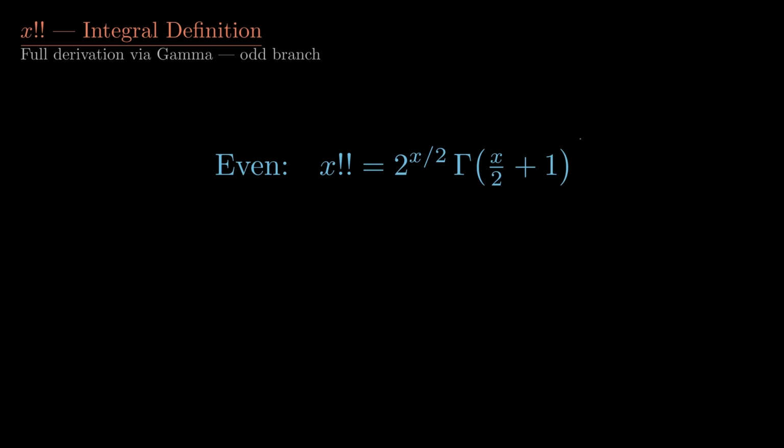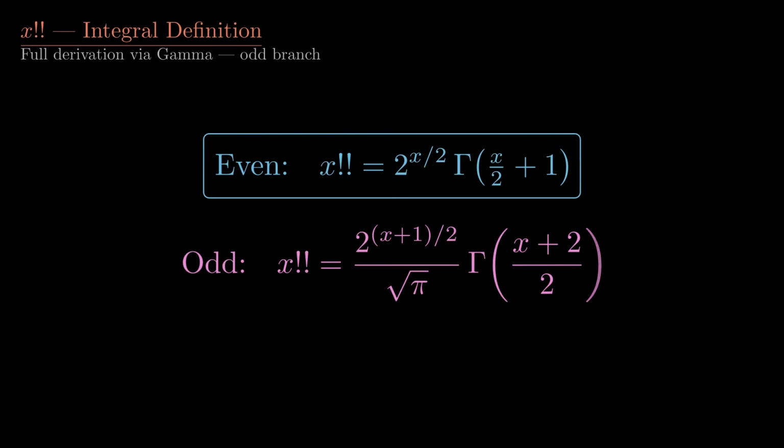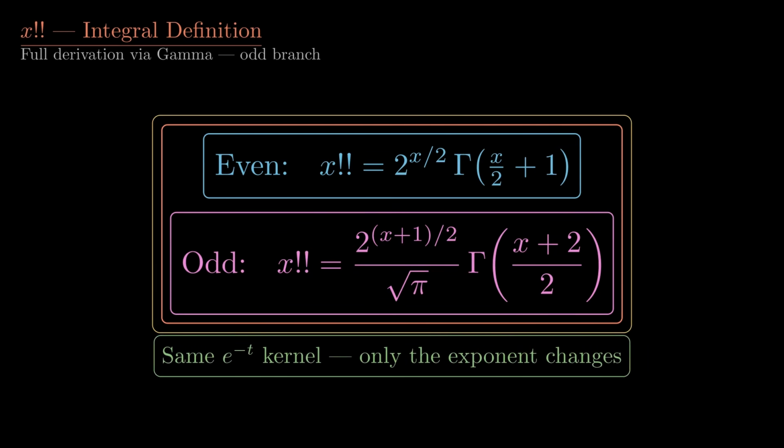Whether x is even or odd, it can be expressed through the gamma function. These two branches share the same core behavior, but they follow two distinct paths depending on the parity of x.